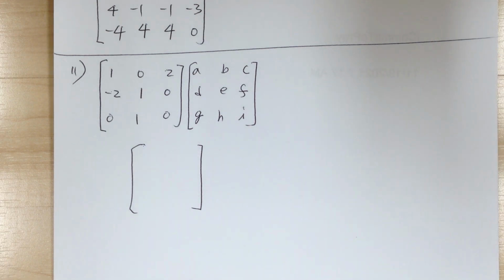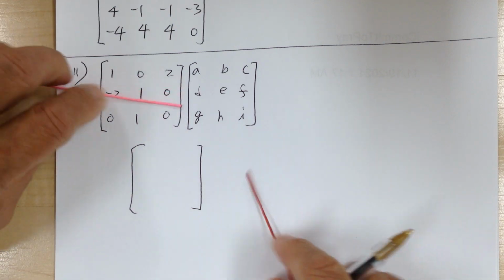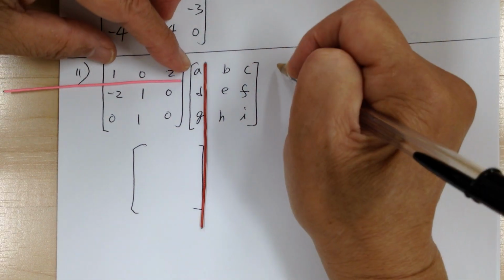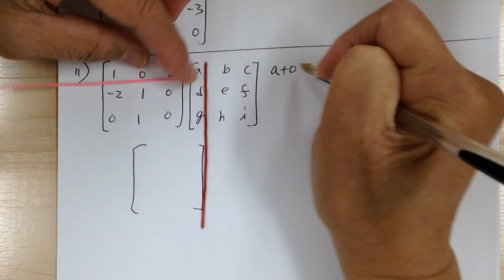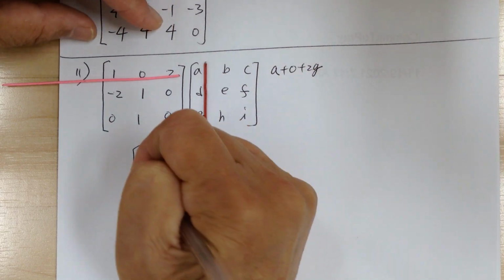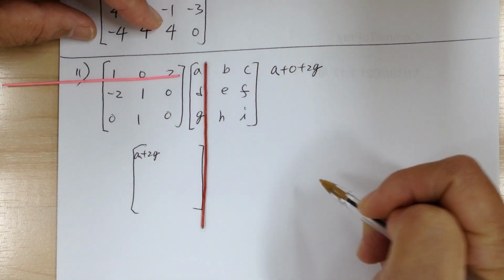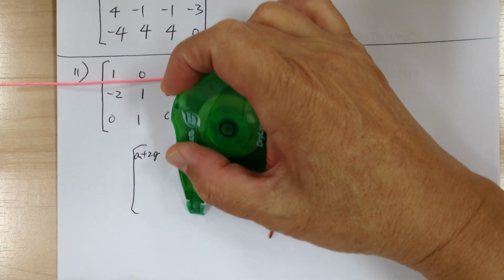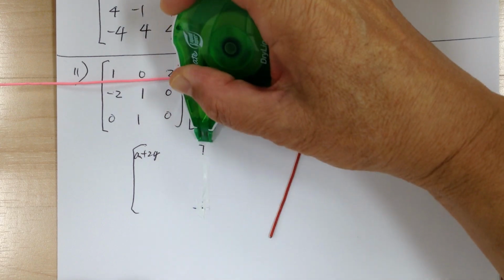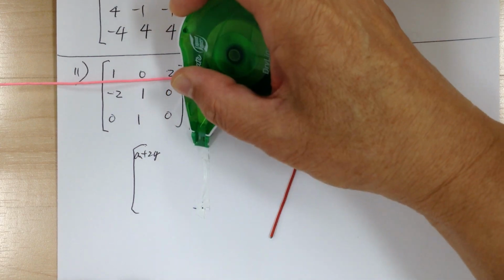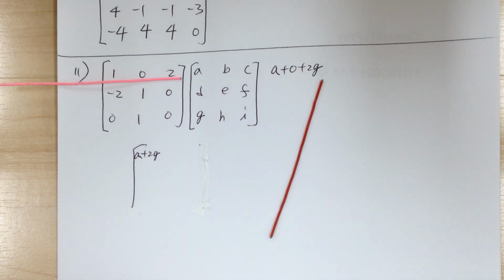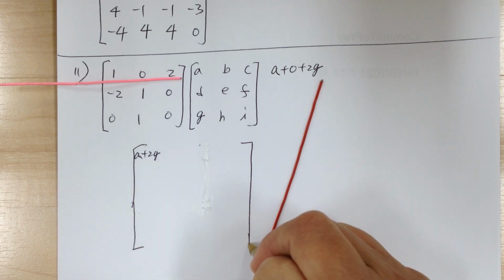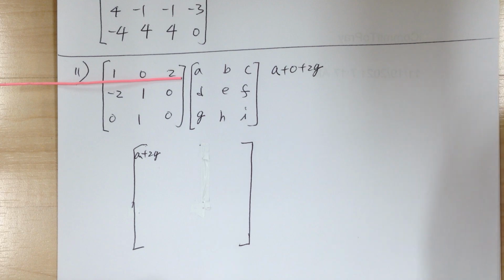Okay, now let's go and do this again. Same thing. So do this over here, right? First row, first column. So when you multiply, you're going to get A plus 0 plus 2G. Okay, so you're going to get A plus 2G. I think we need to make this bigger because that's a lot of writing we need to do. Okay, let's make this really big. There you go. Okay, that takes care of that.